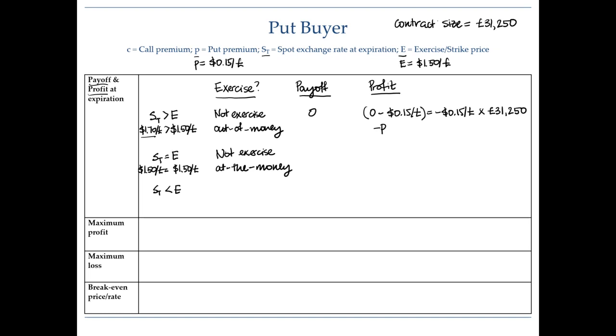So since you are not exercising this contract, your payoff is 0. Again, you will then be losing your premium of 15 cents. So this is how much you paid upfront for this contract.